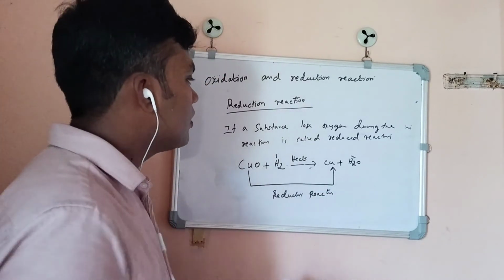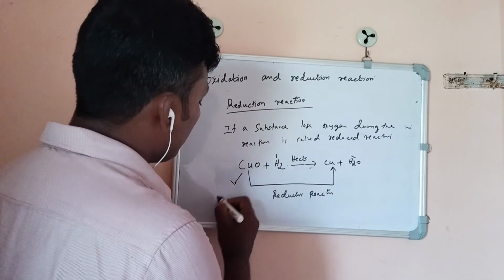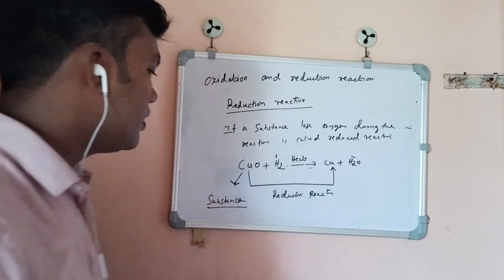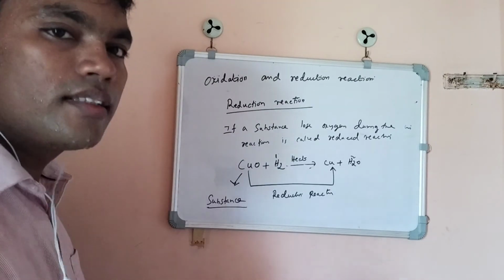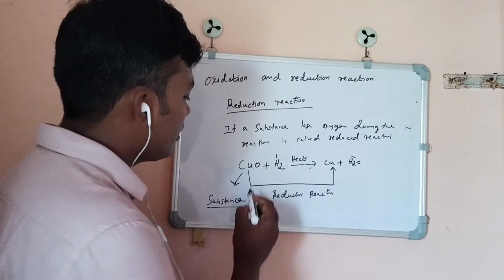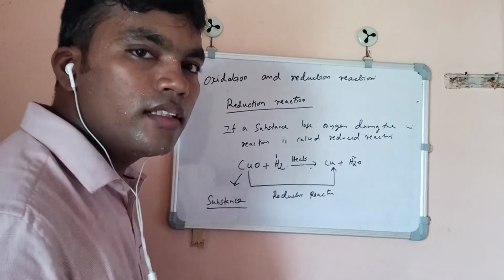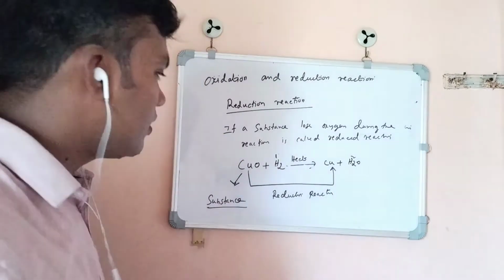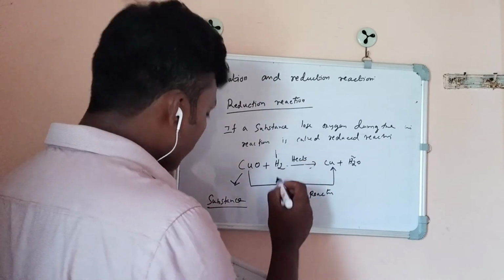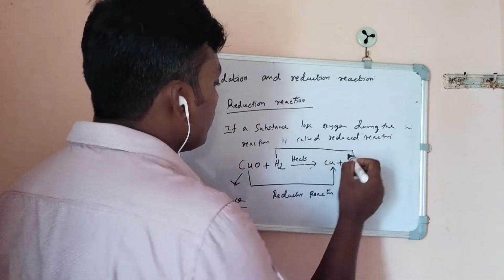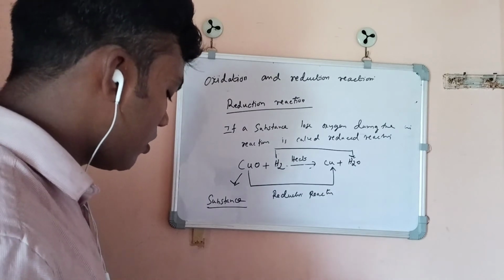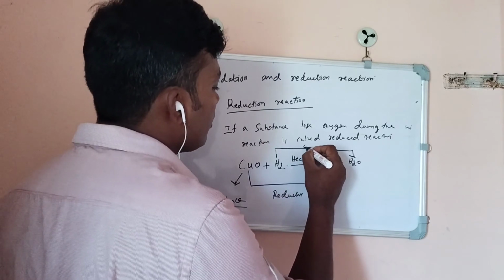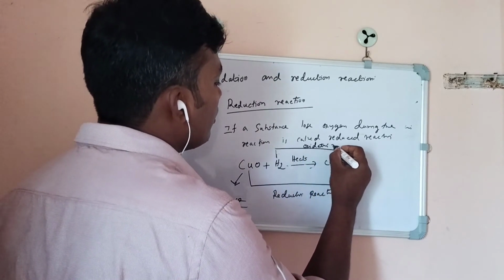What is meant by reduction reaction? If a substance loses oxygen during the reaction, it is called a reduction reaction. Here the copper oxide is the substance. You can see the copper oxide loses its oxygen and is converted into copper. That's why this reaction is a reduction reaction. Here the hydrogen gained oxygen, that is why this is the oxidation reaction.